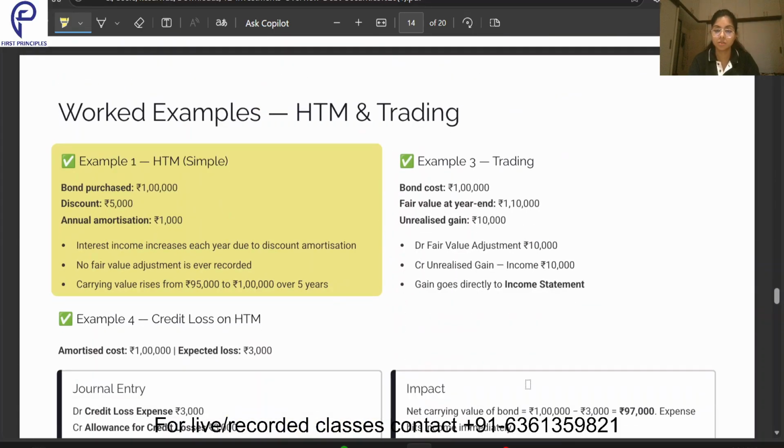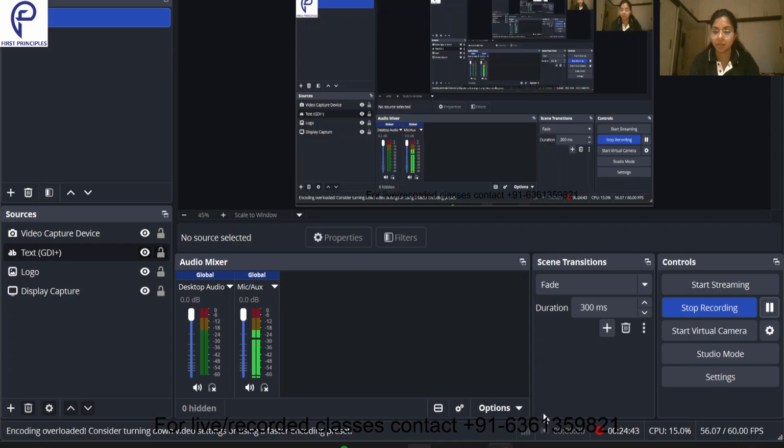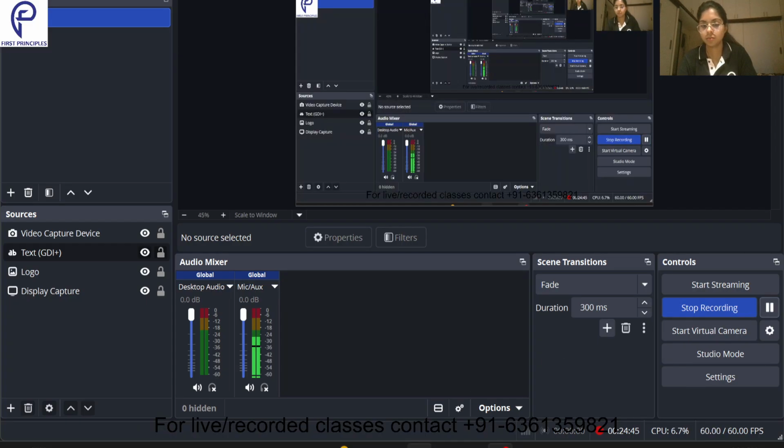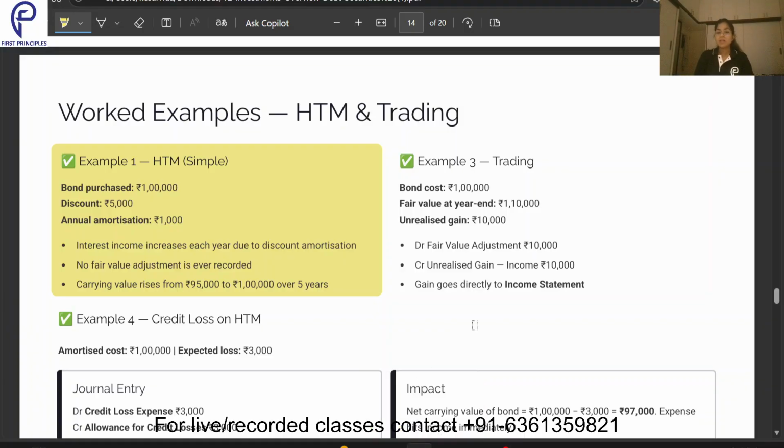Now we have few examples. Okay guys, let's have a look at the examples now. So we have 4 examples. Example 1, 3 and 4 are on this slide. Example 2 is on the next slide.